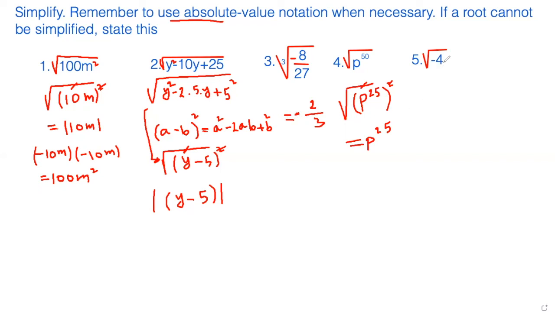This one is not possible because under the radical, the square root, you can't have a negative expression, and it is not possible to evaluate at this moment. So this one has no solution.